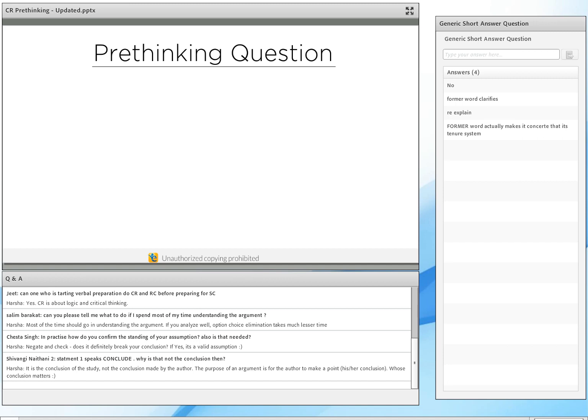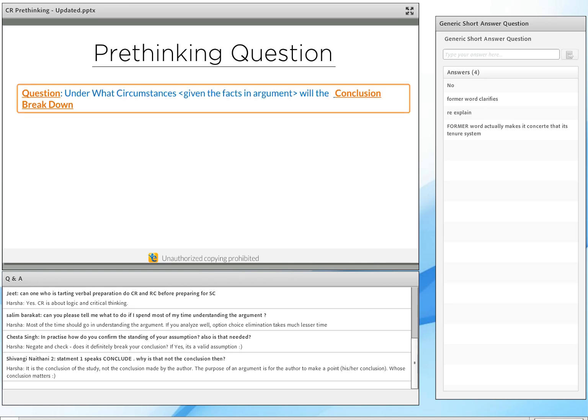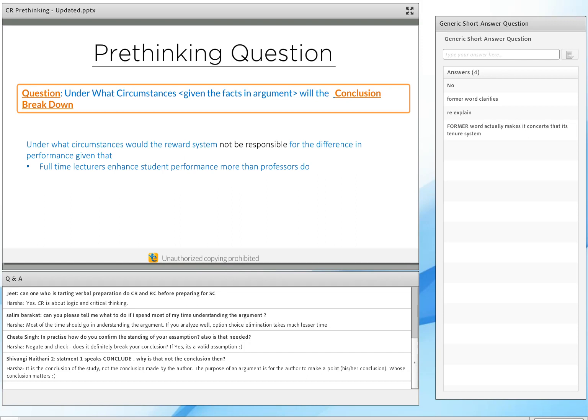Okay. So then we come to, we understood the logical structure. We understood and visualized the conclusion. Then we understood the logical structure. Now we're going to ask the pre-thinking question. And the pre-thinking question is, under what circumstances, given the facts and the argument, will the conclusion break down? Remember, this is the exact wording that we had, and we're going to repeat this. Now, in the context of this argument, we're going to really apply this question.